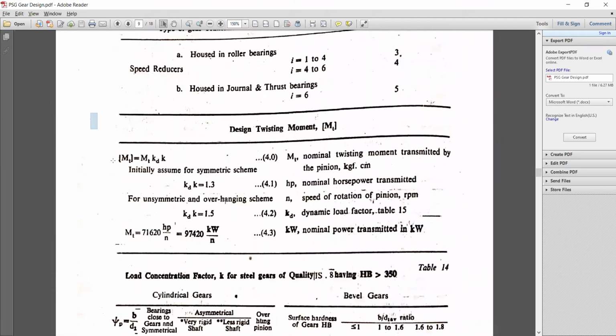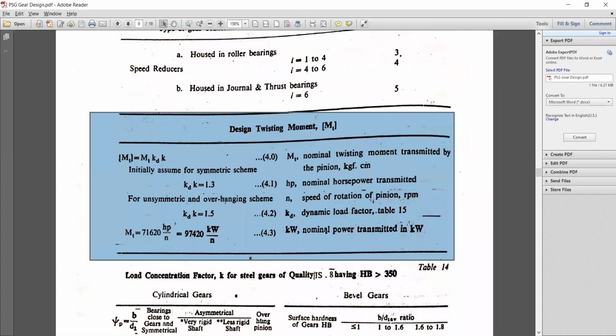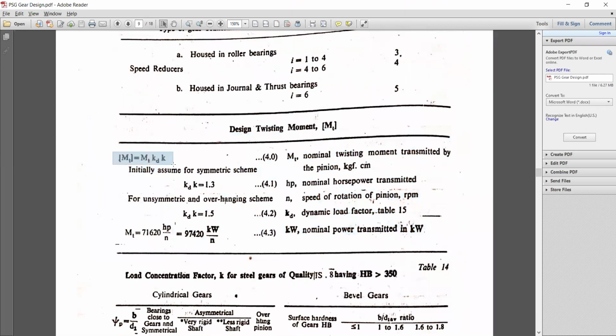Okay, refer here. To calculate the design twisting moment or design load, design torque, design Mt is equal to the initial design load, that is the torque, into K and Kd. Now look here, there are two conditions. Initially assume for a symmetric scheme, and for an unsymmetric scheme or overhanging system. Okay, so these are the two conditions. You can choose either of them.